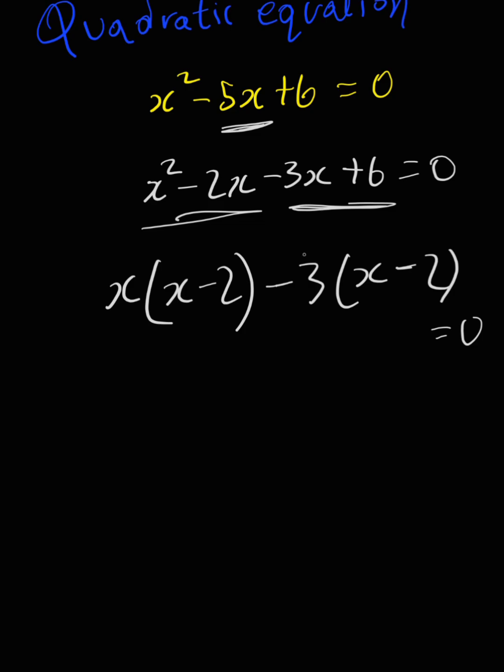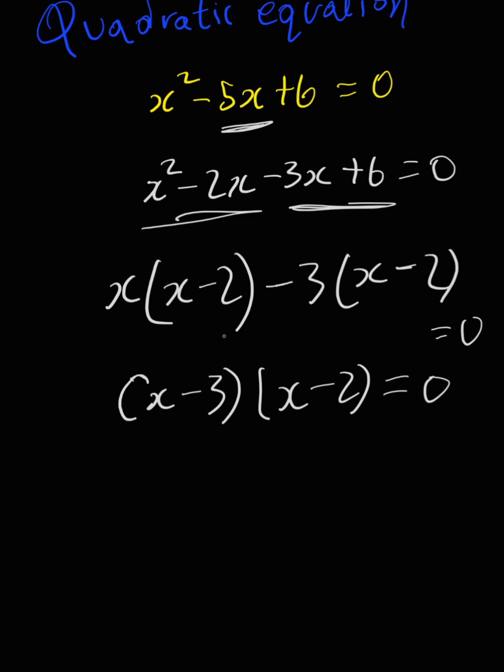Now minus 3 multiplied by minus 2 is equal to 6, which is why in the first scenario I asked you which two numbers multiplied together would give you positive 6. Now here we can see that the brackets are equal, so we can take them common. This will become x minus 3 times x minus 2 is equal to 0.